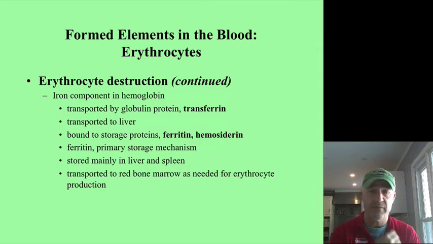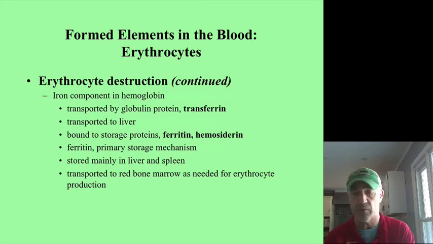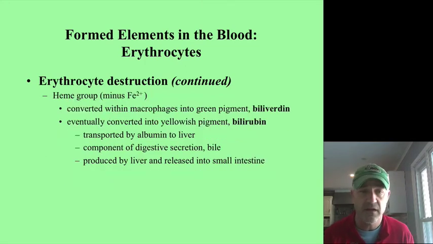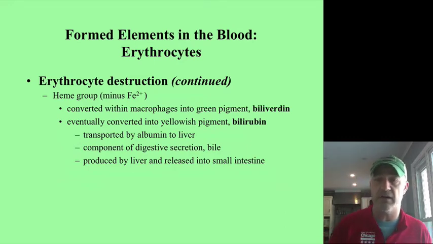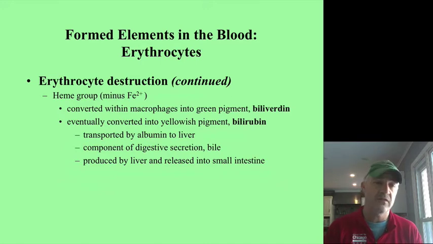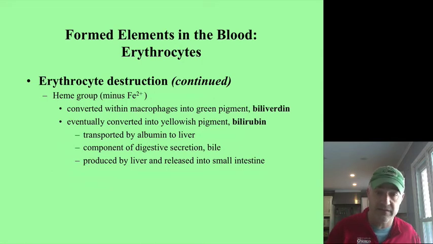The iron components in hemoglobin, we try to save as much iron as we can. We bind these to storage proteins like ferritin, and we store these a lot of times in the liver and spleen, and then we can transport them to the bone marrow to make more red blood cells. The heme group minus that iron gets converted into a pigment called biliverdin, which sooner or later through a conversion process gets turned into something called bilirubin. And this is part of what your liver excretes and becomes part of bile, and it's actually a lot of what colors your feces.